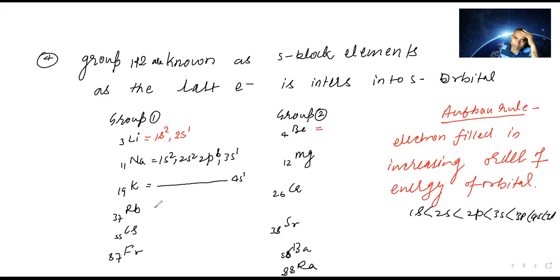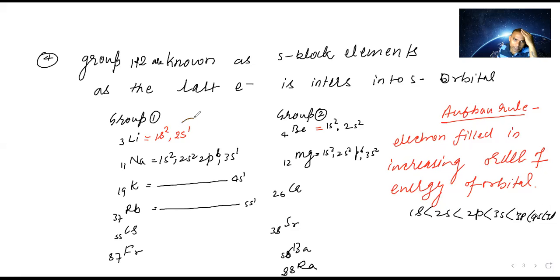Here, everything will be the same, 5s1. Similarly, if you go to beryllium, it is 1s2, then 2s2. Magnesium is 1s2, 2s2, 2p6, and then 3s2. Now see whether they have the same configuration or not.